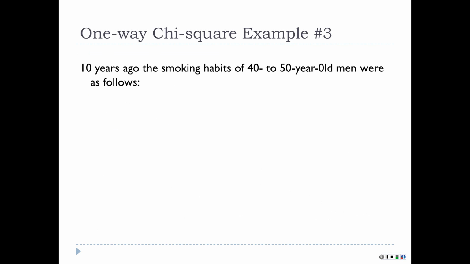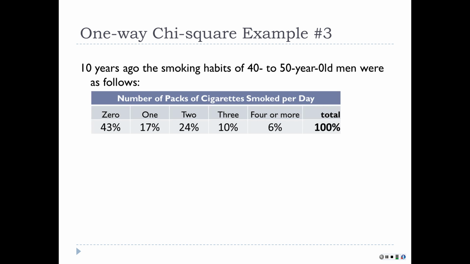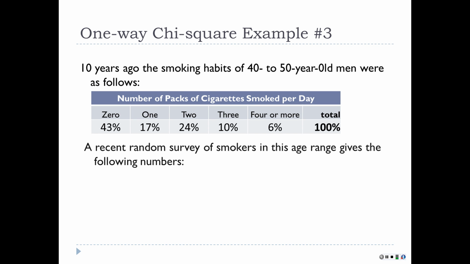So example number 3. Let's say 10 years ago the smoking habits of 40 to 50-year-old men, that's a 0 for old, were as follows. 43% smoked 0 packs per day, 17% 1 pack, etc. Only 6% smoked 4 or more packs per day, and you add that up, that's 100% total. So the number of categories, 1, 2, 3, 4, there's 5 categories. Definitely a chi-square situation, more than 2 categories, so it's not a proportion test. And they're just counting the number of people. If it's percentage of observations, that's the same as number of observations in each category.